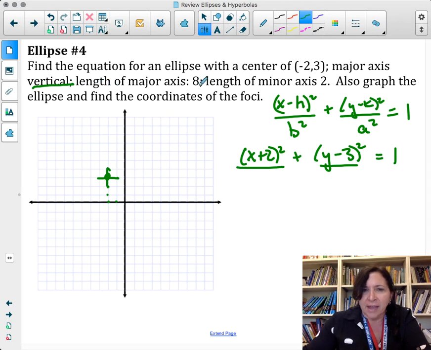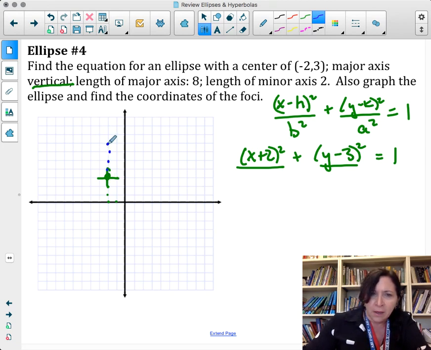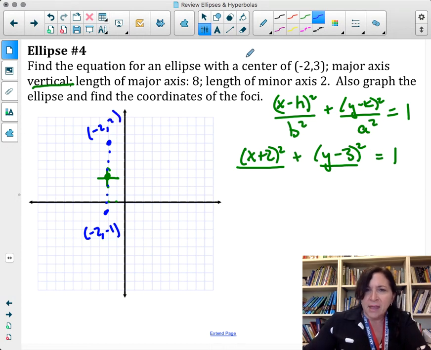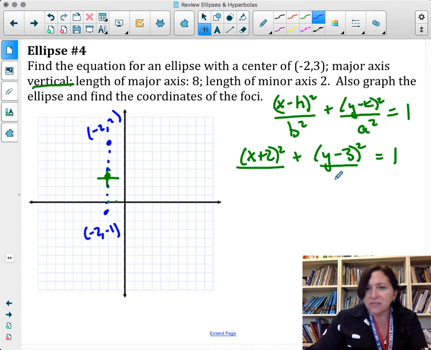It says that the length of my major axis is 8. Now, they also said that it was vertical. So if the length is 8, it's going to go up 4 and down 4, which means that at -2, -1 is one of my vertices. And at -2, 3 plus 4 is 7, so at -2, 7 is my other vertex. I went up 1, 2, 3, 4 in the y direction. So this value right here is 4 squared, which is 16.